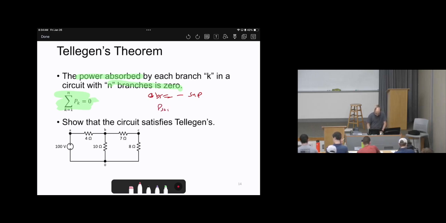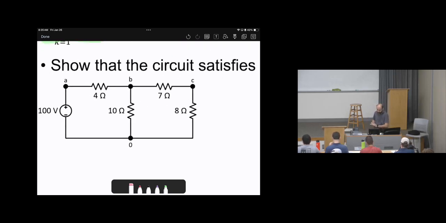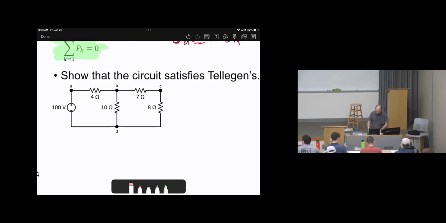So basically supplying should equal absorbing. So when you move it to the other side, then power absorbed minus power supplied equals 0. You don't need to do this, but just keep in mind, whenever you need to calculate the absorbing, it will be the negative sign of the supplying. Now, this is an example which shows that the circuit satisfies Tellegen's theorem. So for this circuit, we need to check if it satisfies Tellegen's theorem. Basically, we need to calculate all of the powers and make sure the sum of all of the power absorbed equals 0.